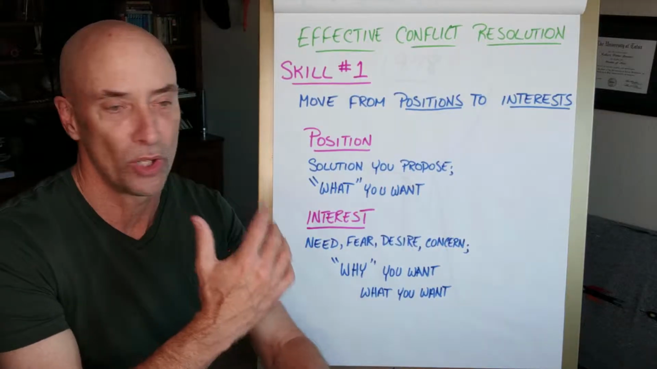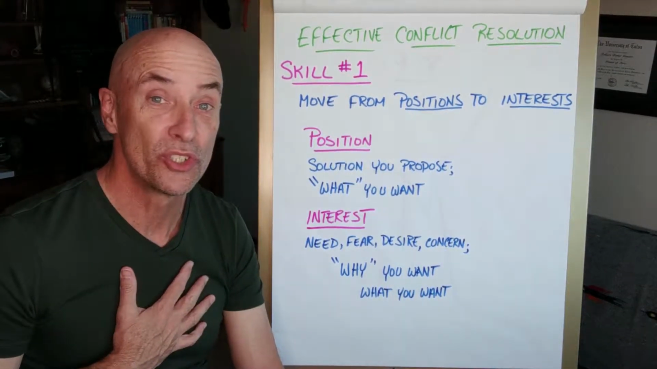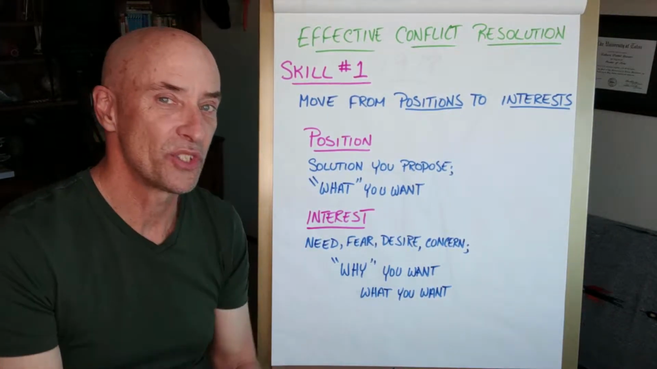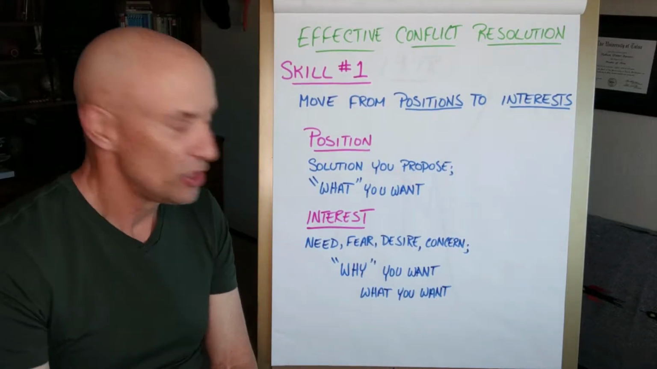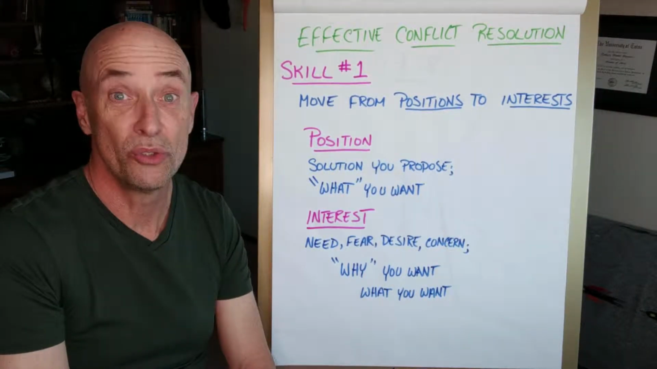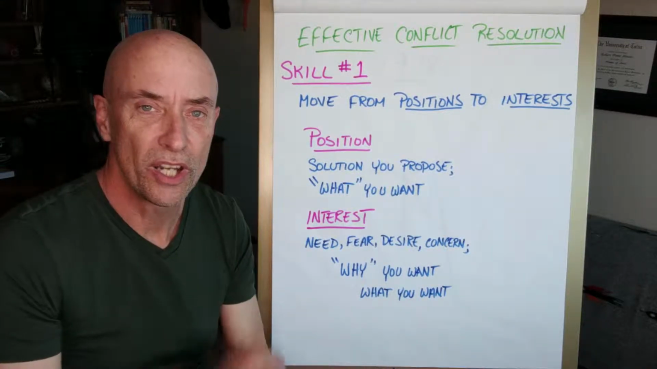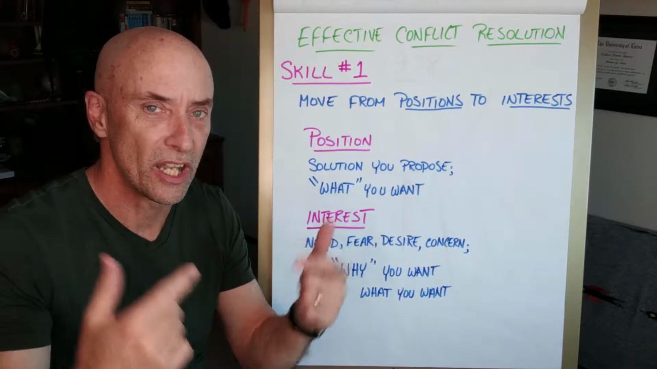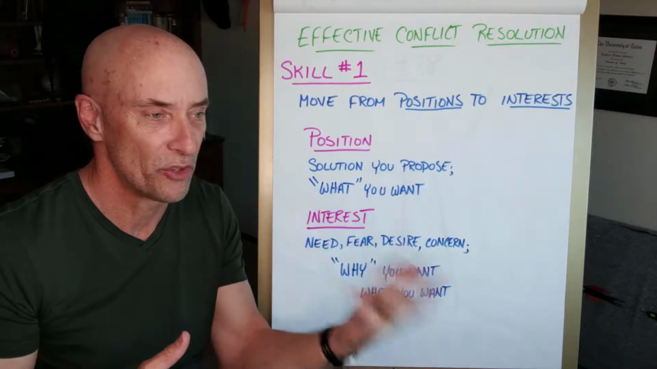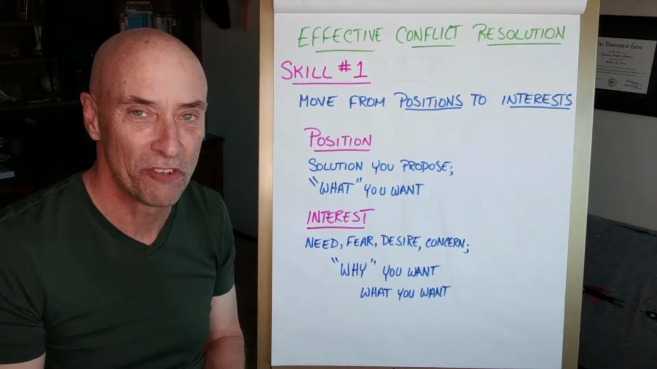So I may want to eat Chinese because my real concern is for my health, and I just think that will help me lose weight. You may want to eat Lebanese food because you are allergic to MSG. So when we start getting down to the level of interest, those are mutually compatible. Can we have healthy food that doesn't have MSG? That gives us a place to move forward.